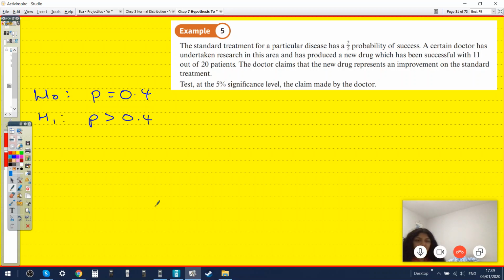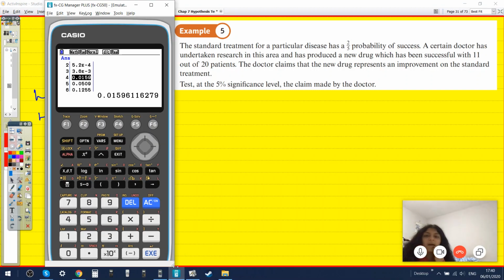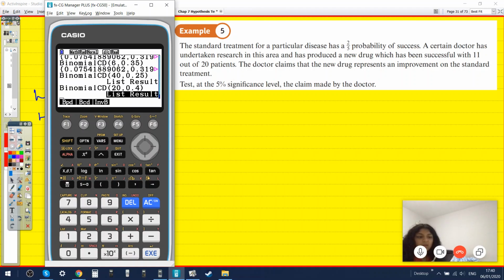Greater than or equal to? I'll take your word for it. See, I think it's because 0.4 is this one, and so if you do or equal to, then you just have equal 0.4 in both of them. Oh yeah, that's true. Okay. So then you would put 20 and then 0.4.